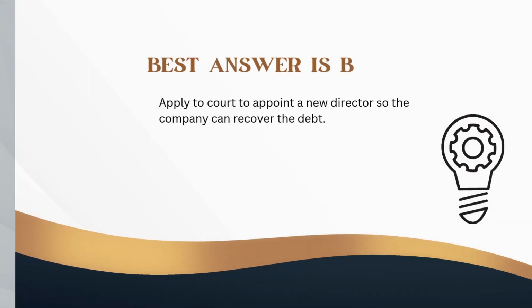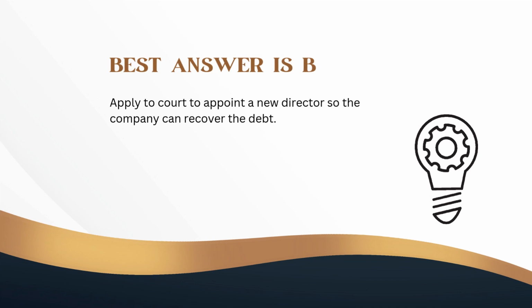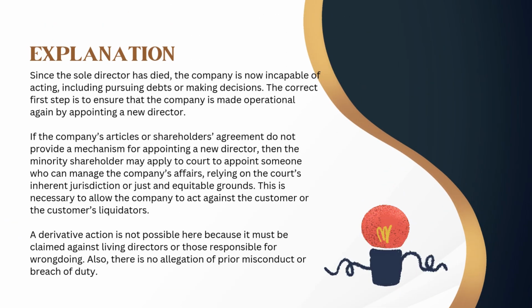The best answer is B. Apply to court to appoint a new director so the company can recover the debt. Since the sole director has died, the company is now incapable of acting, including pursuing debts or making decisions. The correct first step is to ensure that the company is made operational again by appointing a new director.